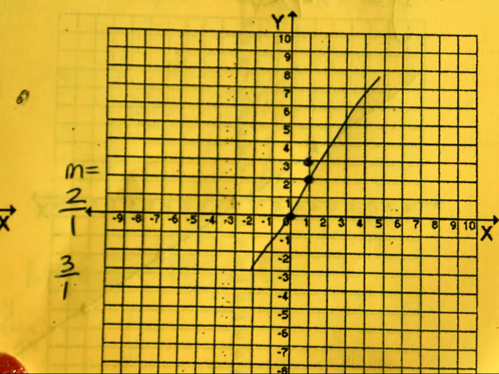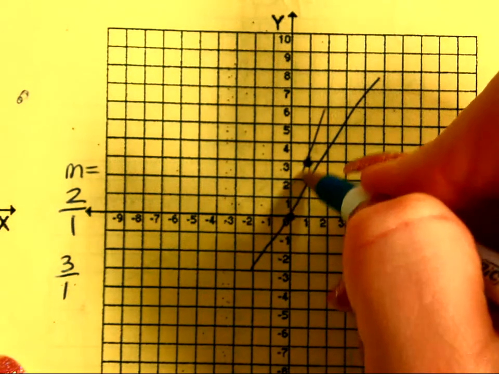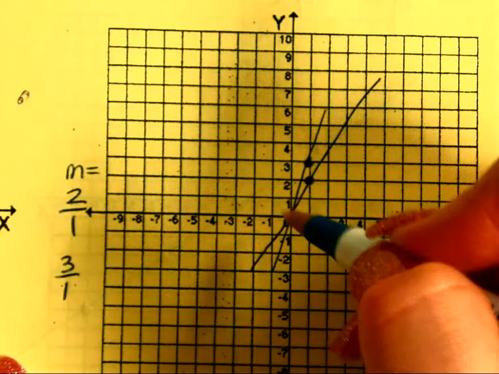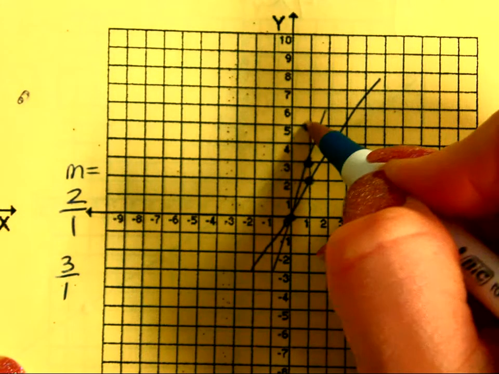Now let's go up. So here's this. Let's go up 5 and over 1. So up 5 and over 1. Do you see why it's steeper every time still?